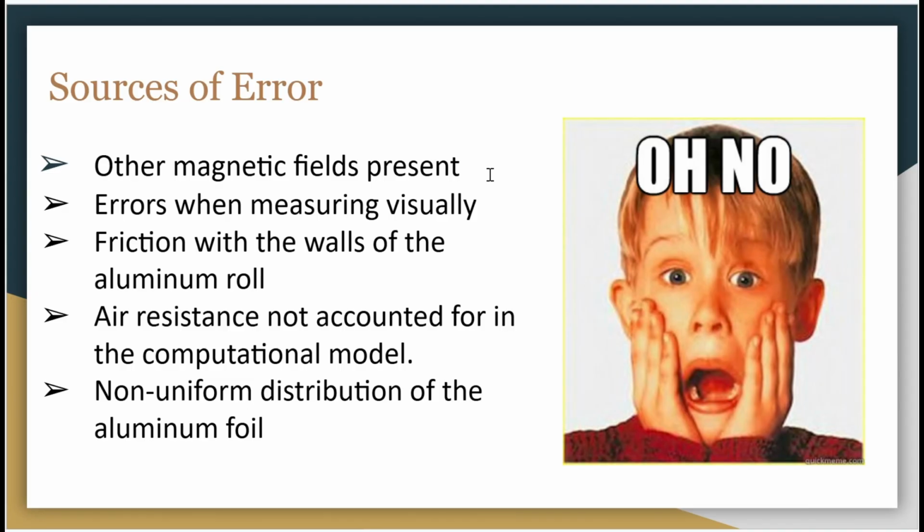Of course, the magnet is touching the aluminum roll walls, and so there's definitely some slight friction going on there, which would add another force that we didn't account for in the computational model. Air resistance is not accounted for in the computational model, but that's definitely present as we have the air resistance of our natural world. The non-uniform distribution of the aluminum foil. The aluminum foil wasn't perfectly distributed around the cardboard tube. So that means that at some moments there was probably stronger or weaker magnetic forces.